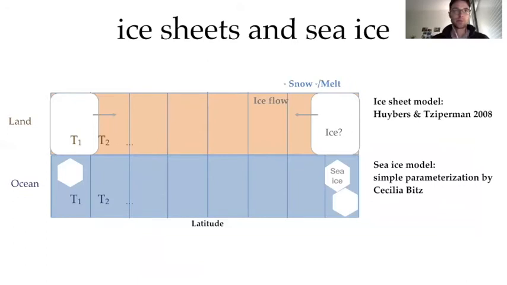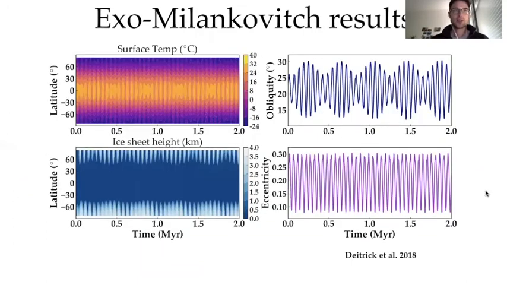So what I worked on during my PhD was the climate response to extreme orbital variations for Earth-like exoplanets, what I called exo-Milankovitch cycles. Here I'm showing a case where the eccentricity varies by about 0.2 and the obliquity varies by roughly 20 degrees over tens of thousands of years.